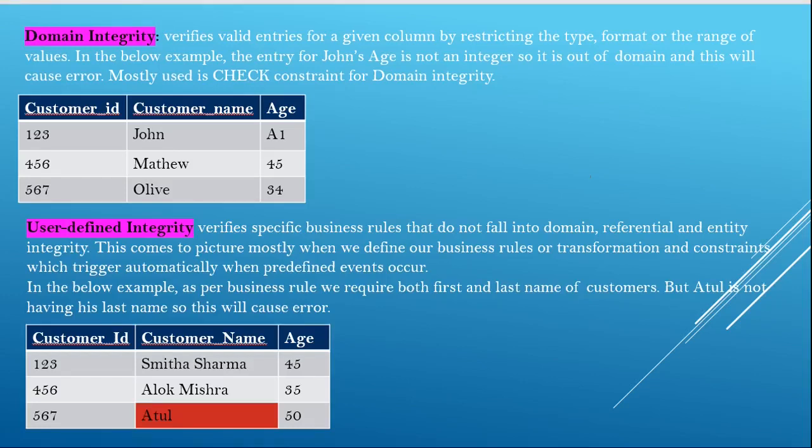Let's say source table is having two column, first and last name. And in the target table, we want one column as customer name. And we want the value of first name plus last name in this customer name column. So in this case, if you see Atul is not having last name, so this will throw an error.